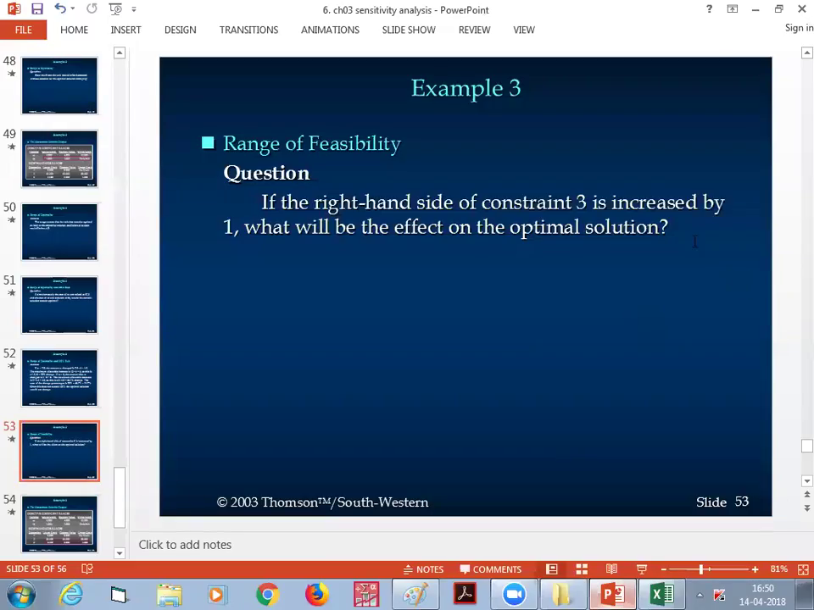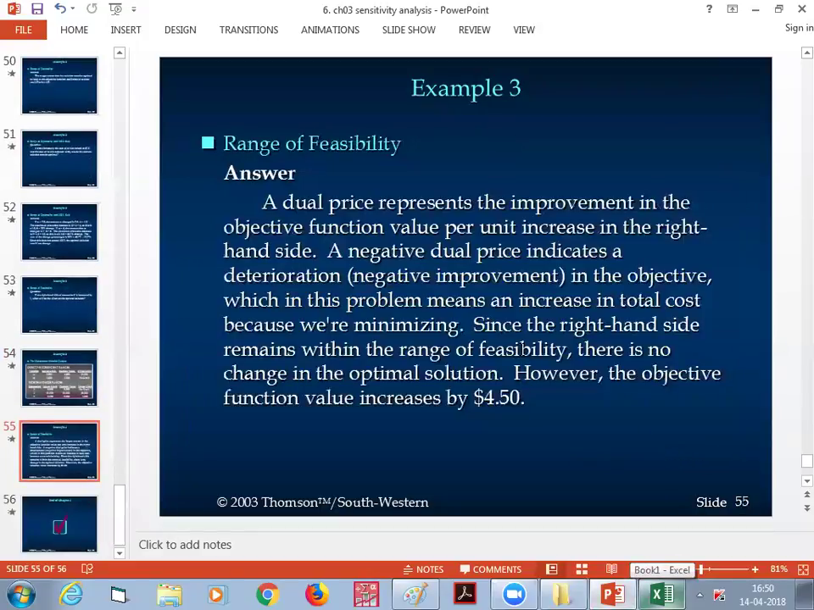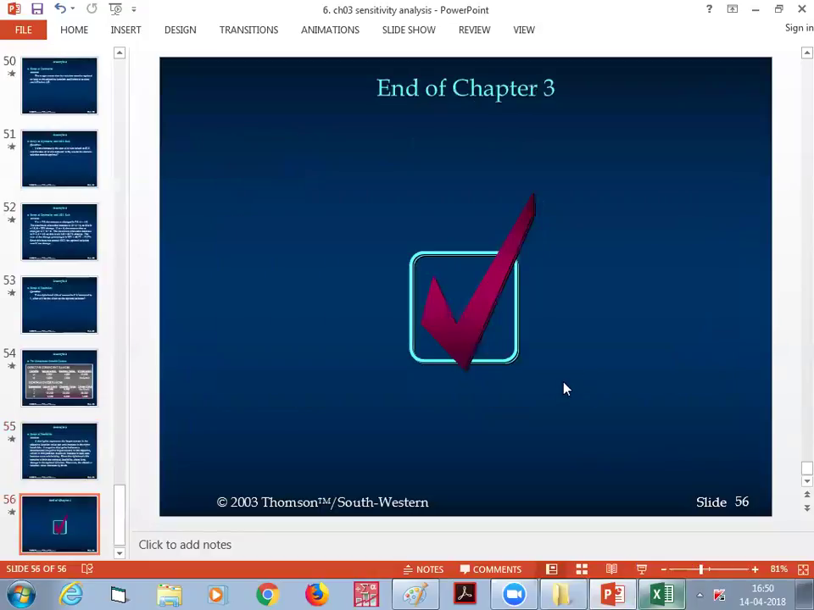Anyway, let's finish this. It's a very long thing, no? 53 slides. So if the right-hand side is increased by 1, what is the effect on the optimal solution? Well, the objective function value increases by $4.50. Last slide. Okay, so that's taken us through the entire thing.